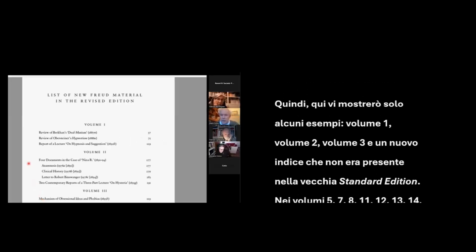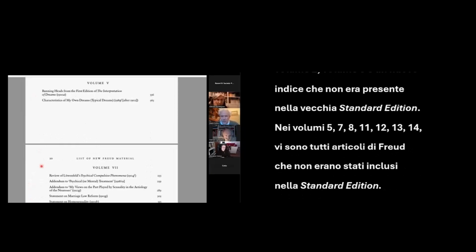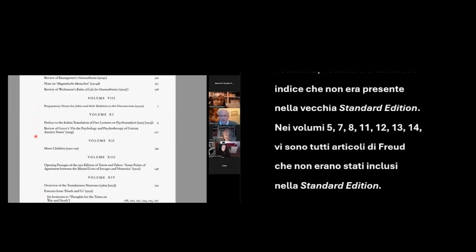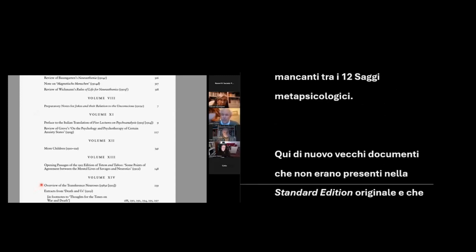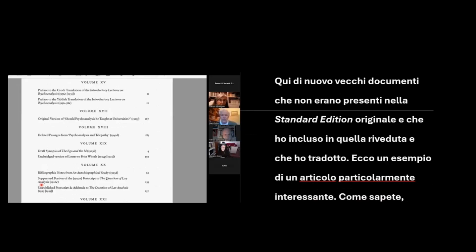So here, I'm just going to show you some examples: volume 1, volume 2, volume 3. These are new Freud works that were not in the old standard edition. Here's volume 7, 8, 11, 12, 13, 14. These are all papers by Freud that were not included in the standard edition. Some of them are very important works, like this one, which is one of the missing metapsychological papers, the 12th metapsychological paper. Here again, these are all papers that were not in the original standard edition, but which I've included in the Revised Standard Edition, which I translated afresh.